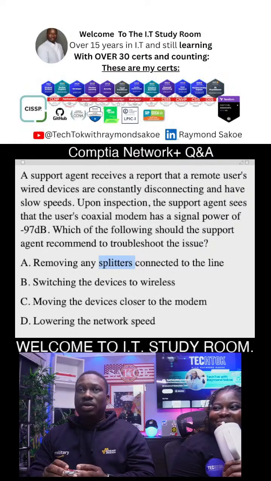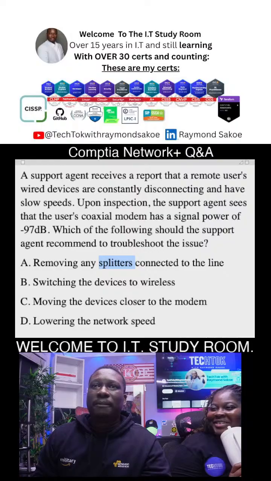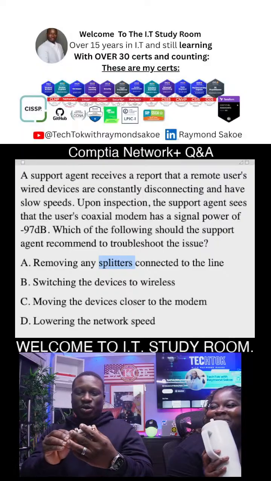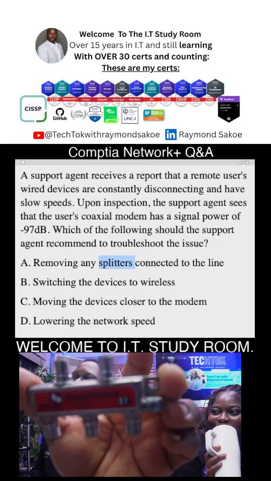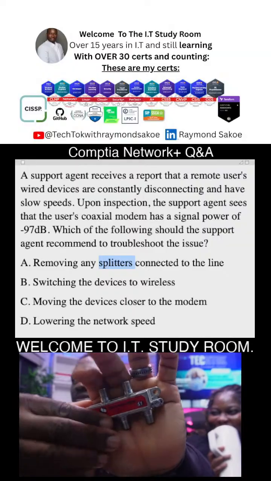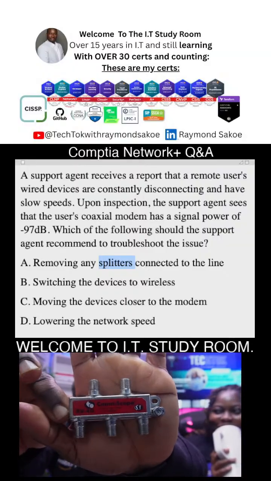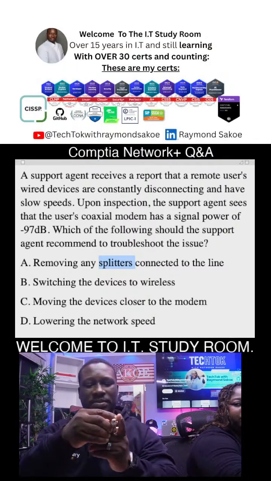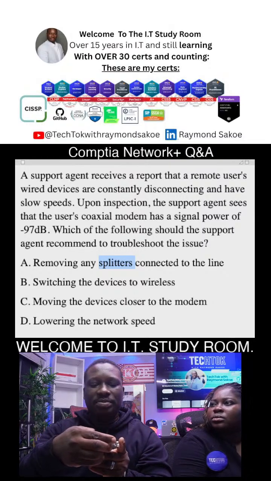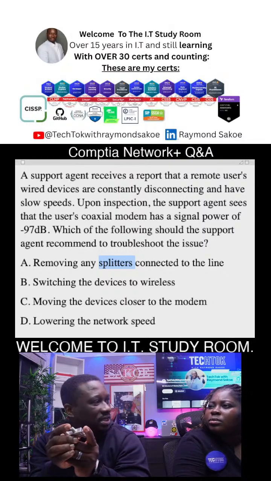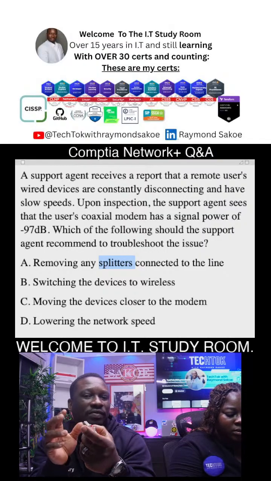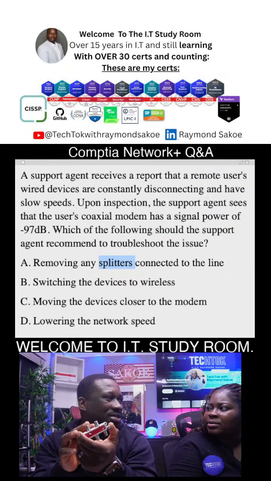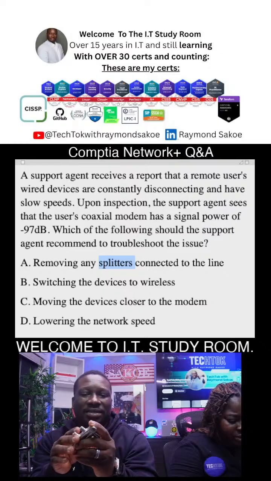So remove it. With every splitter, right, they have loss. So if I have 15 dB coming in here, with 4-way splitters it usually loses, let me just confirm, 7 dB each. So if you have 15 and each of them loses 7, that would be 6 or 7-ish. Yeah, so that is it.